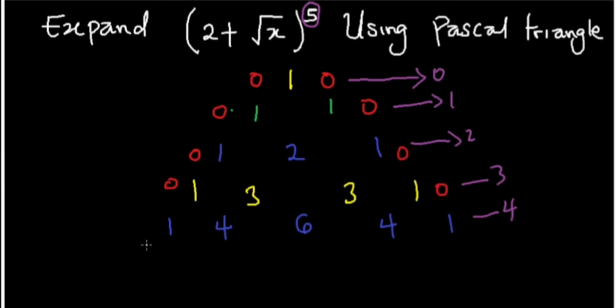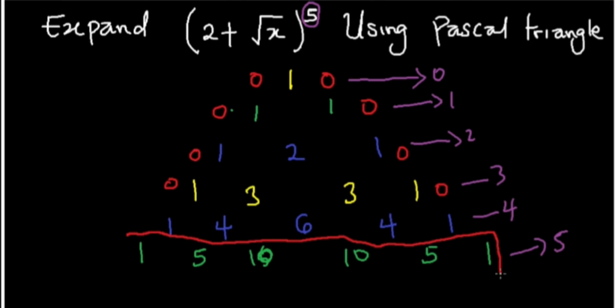That means 1 plus that 0, I'll have 1. 1 plus 4, I'll have 5. 4 plus 6, I'll have 10, sorry. And 6 plus 4, I'll have 10. 4 plus 1, I'll have 5. 1 plus that 0, I'll have 1. So this stands for a binomial with the power of what? Of 5. So in this case, this is what we're going to be using in this question. This is what we need.